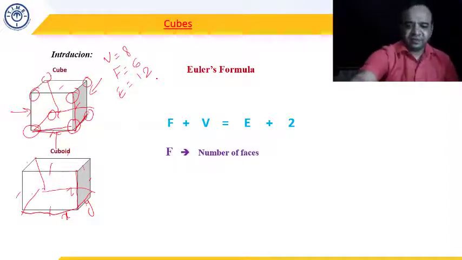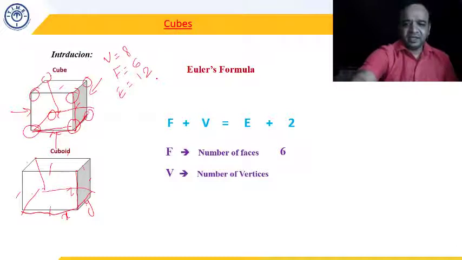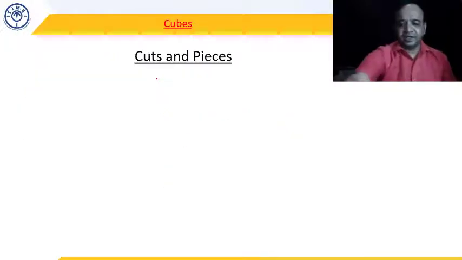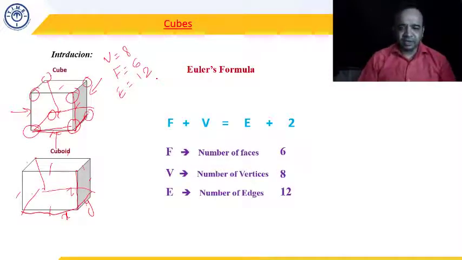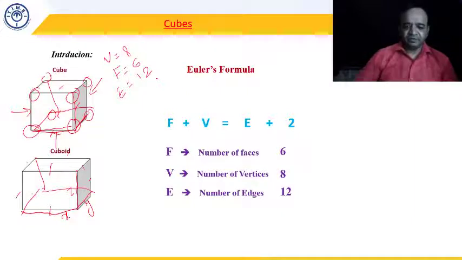Number of faces we have 6, as we have discussed here. Number of vertices 8, as we have discussed. Number of edges 12, and that makes this equation complete. That is, here total number of edges plus 2 equals number of faces plus number of vertices. I hope this is clear.